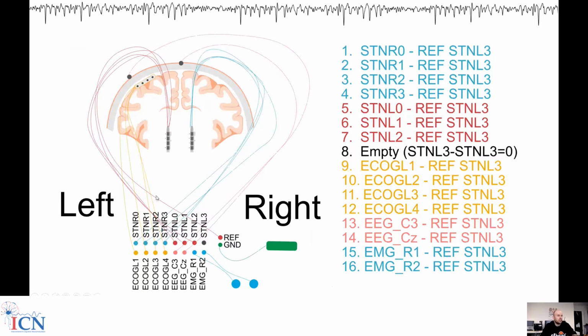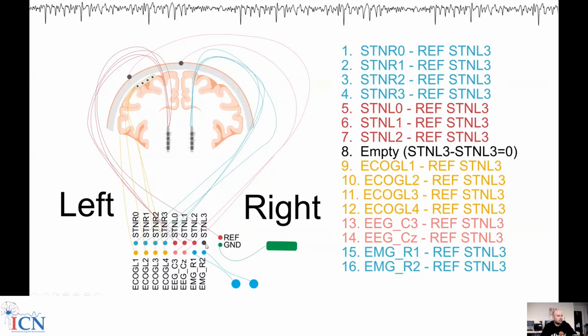We need to connect all of these contacts to our input box. This is how we do it in Berlin. We would start to connect all right electrode contacts to the first inputs of our input box. And then we would follow up with the left inputs. And here you can see the last input is empty.